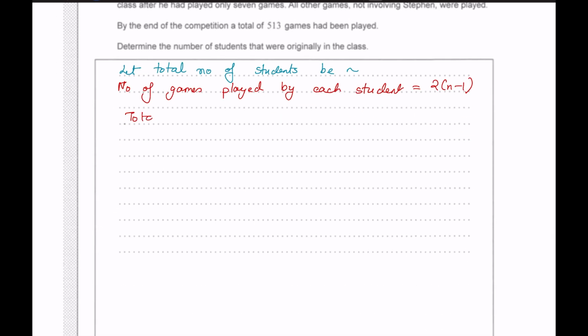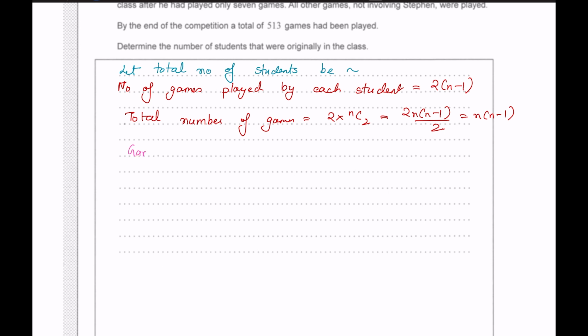And then when I find the total number of games, it will be 2 times n choose 2. So from the population of n, I'll choose 2 people every time and make them play 2 games, which is 2n times n minus 1 divided by 2. It's basically n times n minus 1.